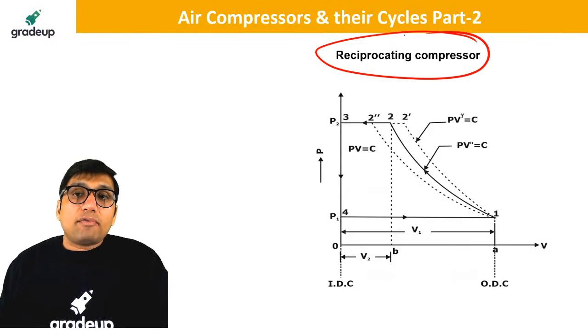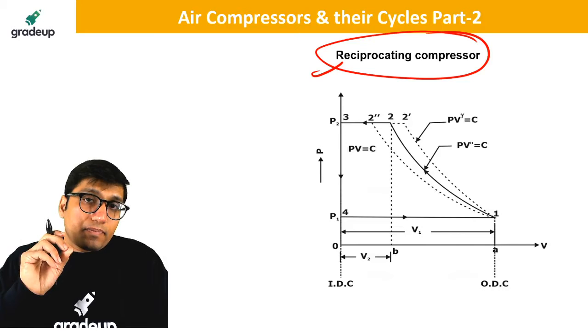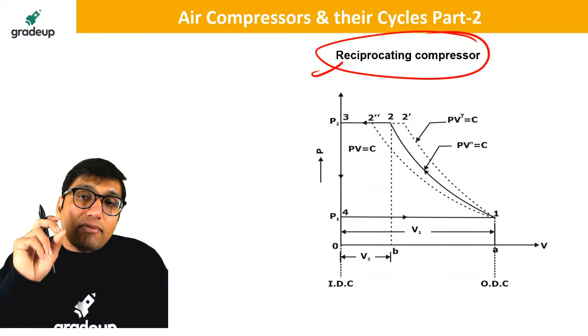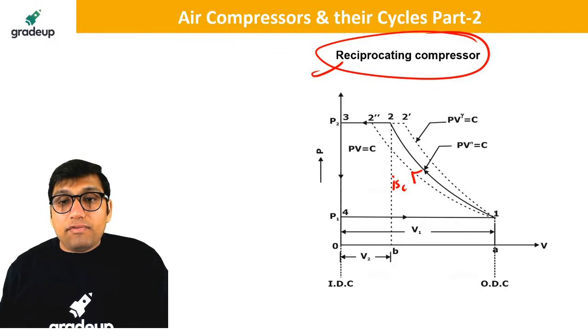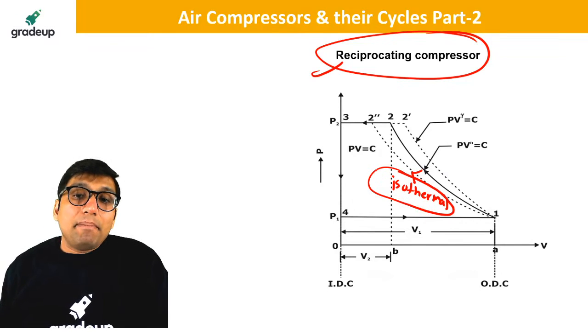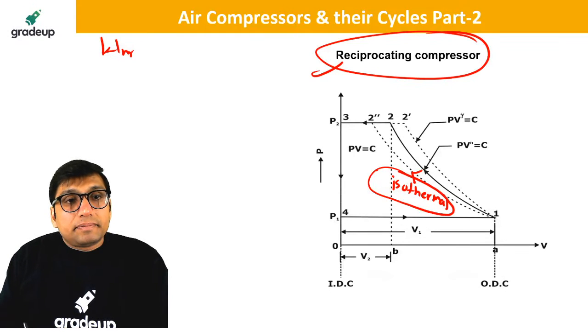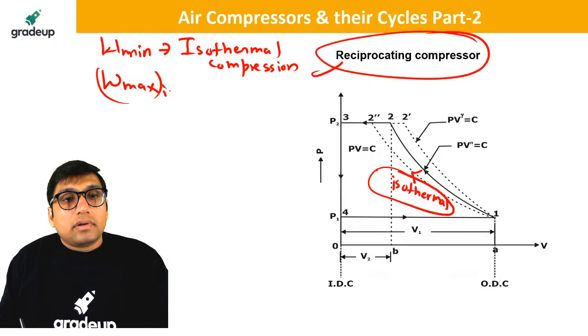Okay, in reciprocating compression, you have to remember one thing. If you ask what the minimum work will be in reciprocating compression, in which process? That is only possible in the isothermal process. If you do the compression in the compressor, it is only during isothermal compression that you have to give the minimum work. So minimum work input will be in isothermal compression, and maximum work input will be in adiabatic compression or isentropic compression.